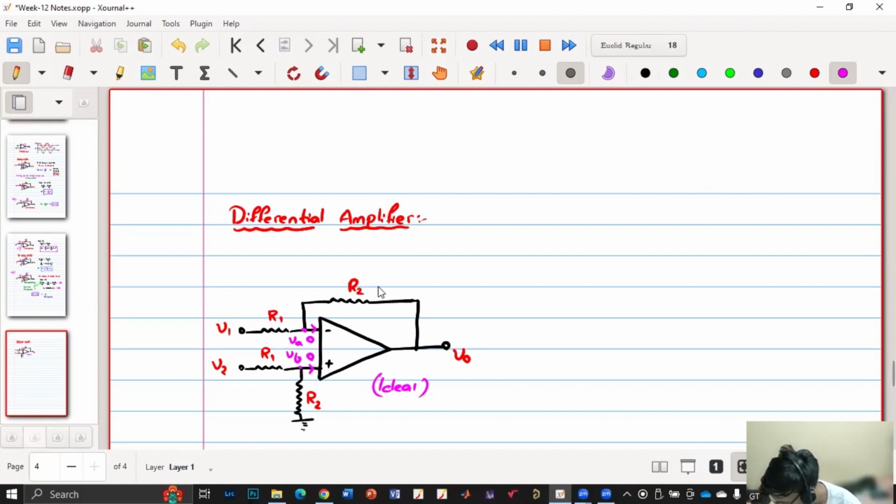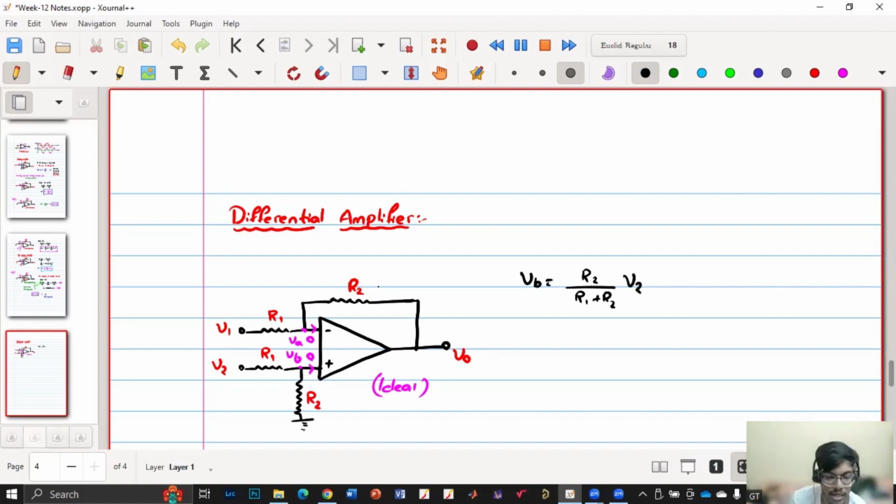So I can write VB equal to R2 by R1 plus R2 into V2. Do you agree? Because the other current is 0, it works like a potential divider using resistors, a resistor divider. Is it clear how I'm writing VB as R2 by R1 plus R2? Because the current in this is 0, since it is an ideal op-amp. Yes, sir. Also, I know that VA is equal to VB.